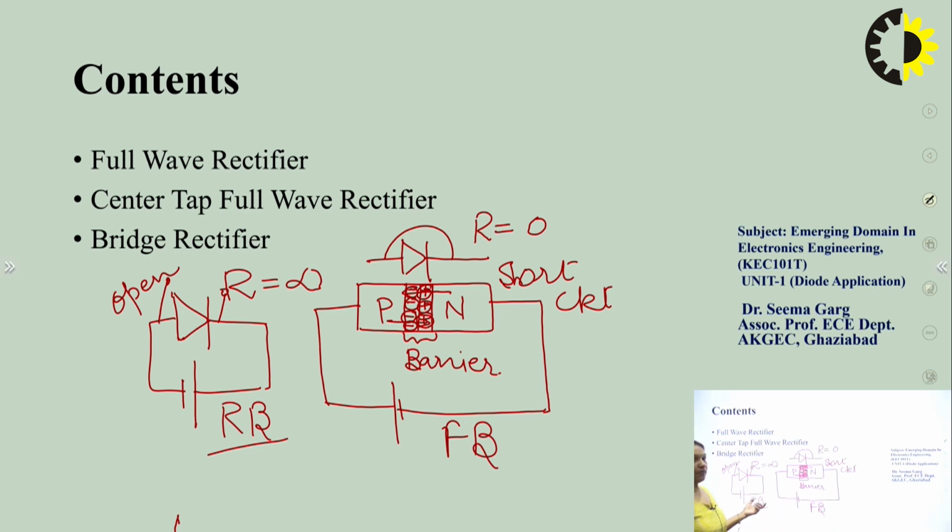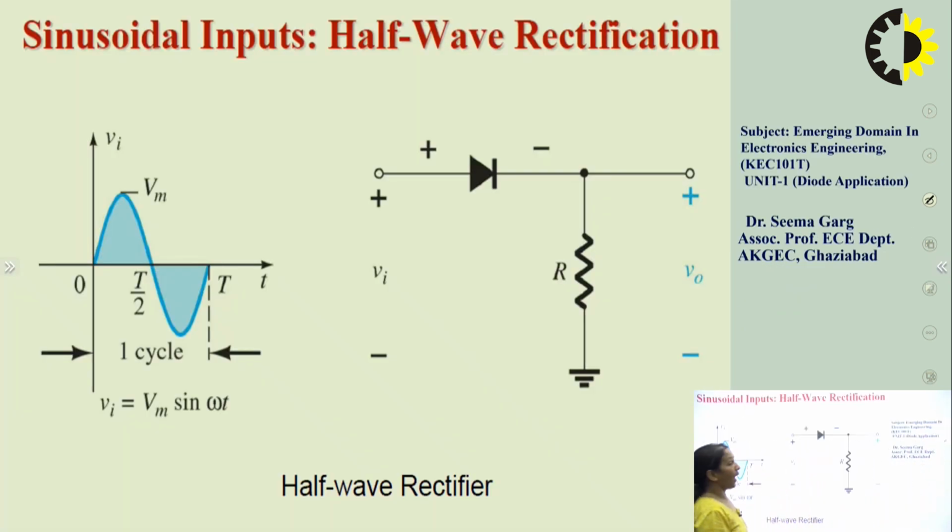So using this basic fundamental, we will explain the various types of rectifiers, starting with the half wave rectifier. Rectifiers are basically categorized into two categories: one is the half wave rectifier and second is the full wave rectifier. Full wave rectifier is again classified into two categories, that is center tap full wave rectifier and bridge rectifier. Today we are going to discuss the working of all three types of rectifiers, and the parameters will be compared at a later stage.